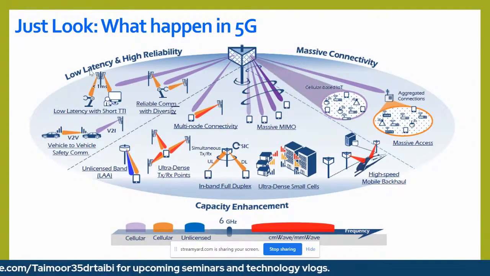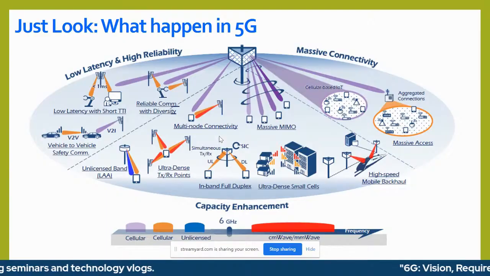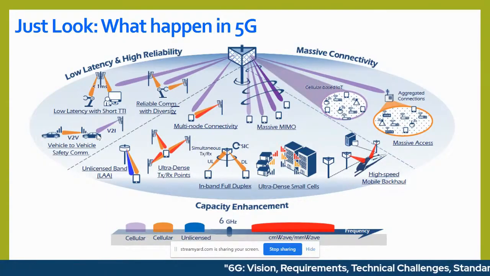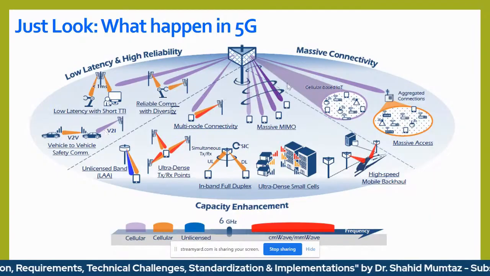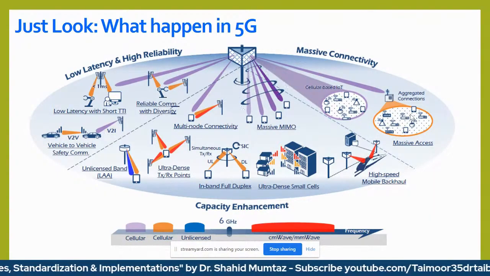researchers and 3GPP scientists proposed a lot of technologies. For example, massive MIMO, multi-connectivity, short latency packets, and V2X communication. These are the technologies which we use a lot. Of course, every technology can give you a certain throughput, latency, and reliability requirement.